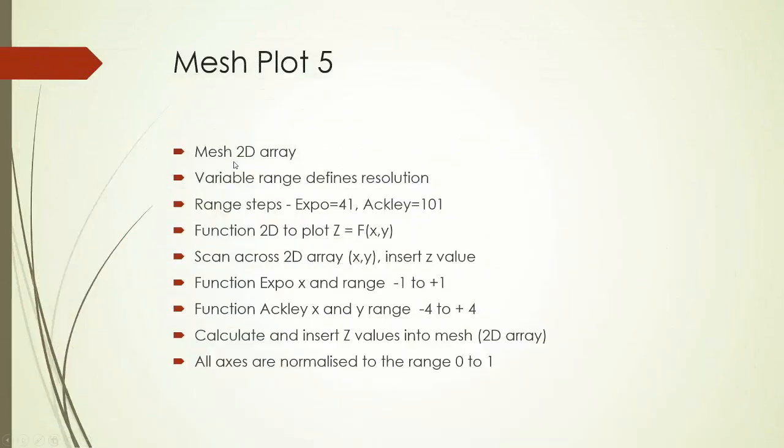So mesh is a 2D array. We have various variables to define the resolution. In this case, the range steps are 41 for expo, and 101 for Ackley. The function, the z, is a function of x and y, which is a 2-dimensional arrangement. Scan across the 2D array and insert the z values. That's what's happening here. For expo, we're going from -1 to +1, and -4 to +4 for the Ackley. So calculate and insert the z values into the 2D array. All axes are normalized to the range 0 to 1.